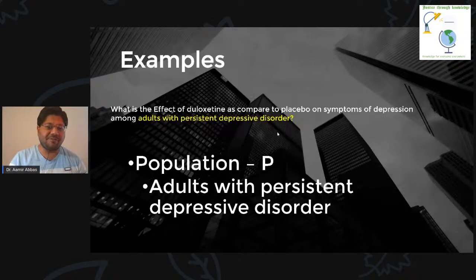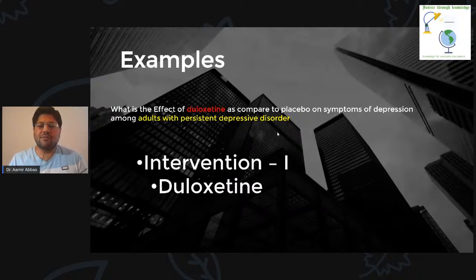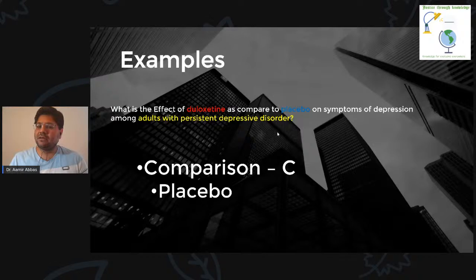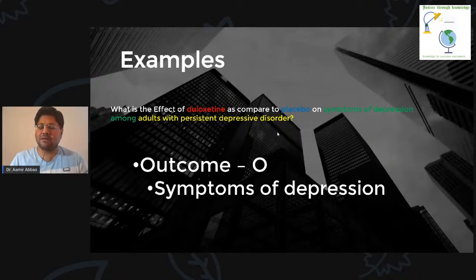We are going to dissect this question on the basis of the PICO criteria. The population as highlighted in this research question will be adults with persistent depressive disorders. The intervention here, we are talking about duloxetine. The comparison group, as stated, will be a placebo, and the outcome here is that the researchers are trying to assess the effect of duloxetine on symptoms of depression. So this is how you are going to apply the PICO criteria. Whenever you are designing a research question or research work, these points need to be taken care of.